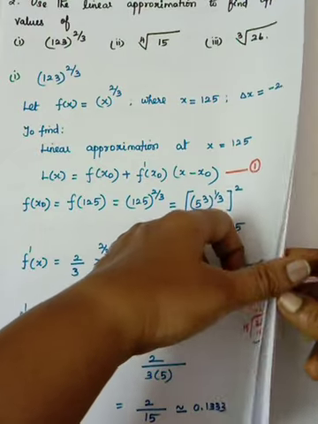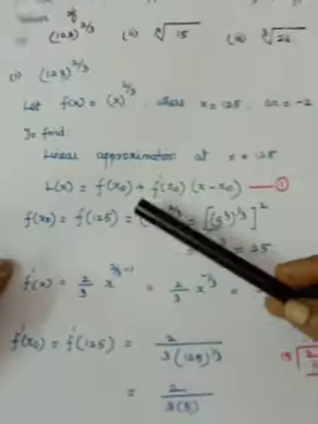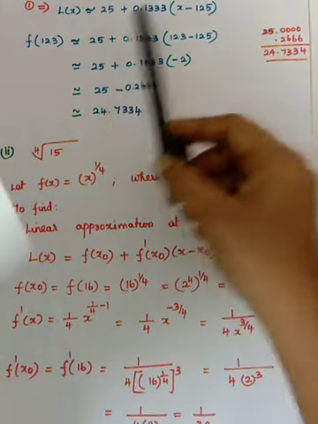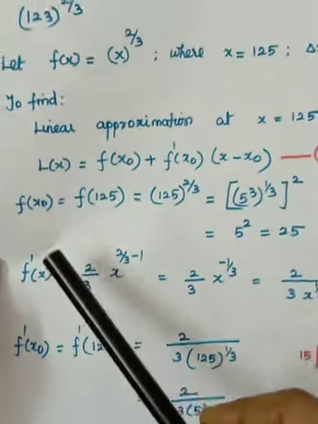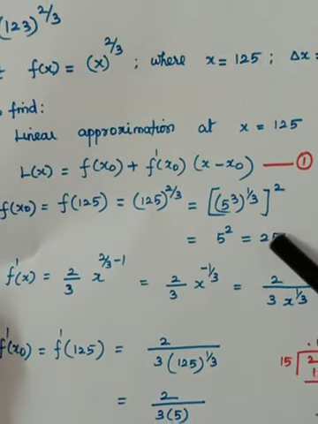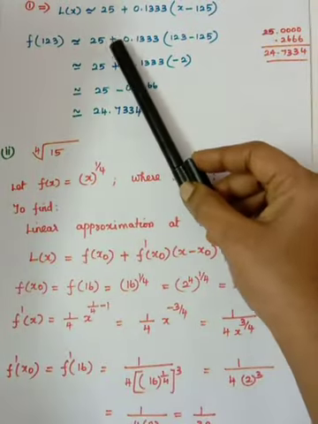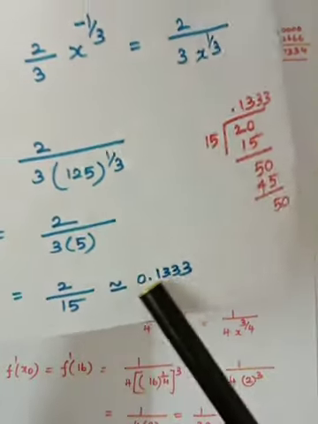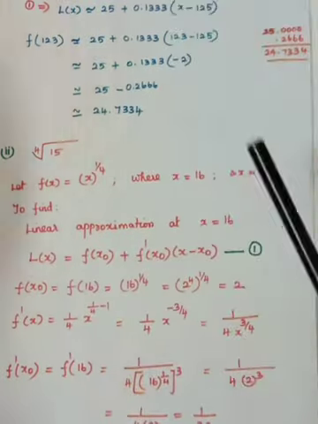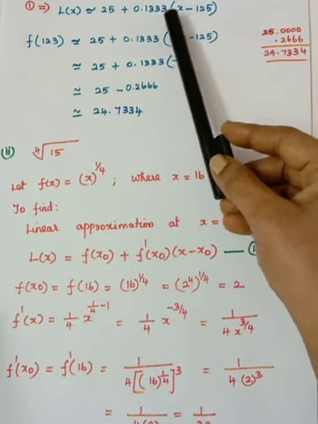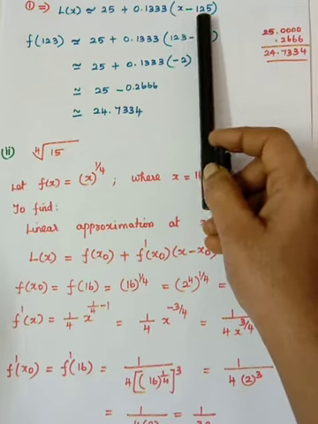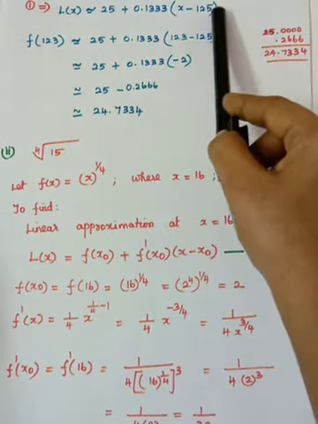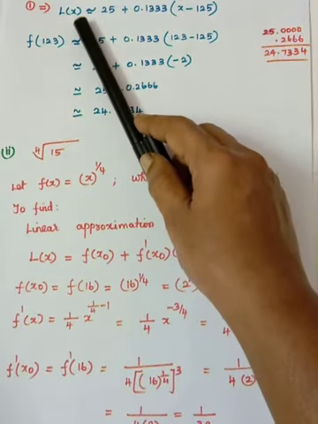After finding this approximated value, you have to substitute in this formula. So L of x is equal to, what is first one? f of x naught. What is your f of x naught? That is 25. So 25 plus the next value, f dash of x naught, which we have found as 0.133. So 0.133 is substituted here into x minus 125. So this is the linear approximation of the function at x equal to 125.